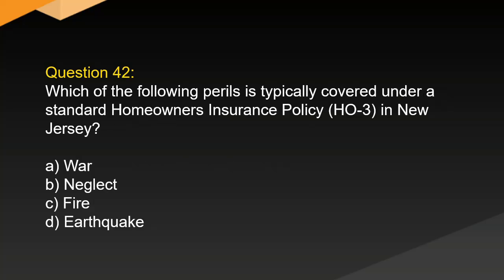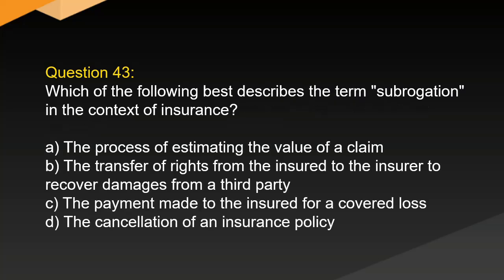Question 42. Which of the following perils is typically covered under a standard homeowners insurance policy, HO3, in New Jersey? A. War. B. Neglect. C. Fire. D. Earthquake.